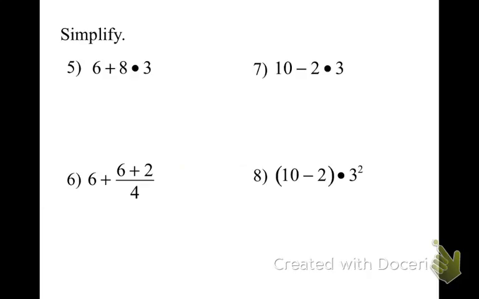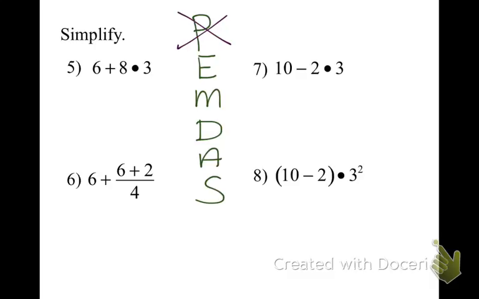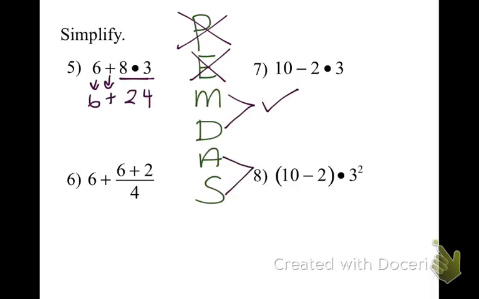Now, go ahead and write down example number 5. So I go ahead and look at my PEMDAS. Do I have any parentheses? No. Any exponents? No. Do I have any multiplication or division? I do. I have this 8 times 3. So I do 8 times 3, which gives me 24. Bring down my plus sign, bring down my 6. Then I check and see, do I have any addition or subtraction? Yes, I do. What's 6 plus 24? That's going to give me 30.